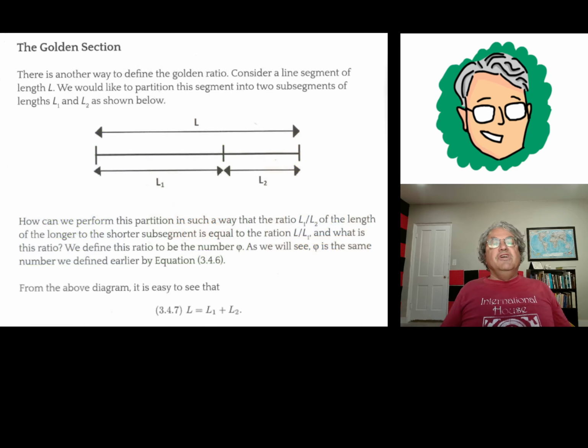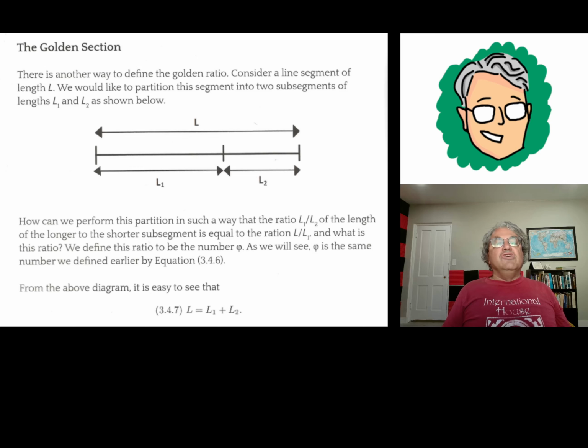So here's the way we define the golden section. Imagine we start with a line segment of arbitrary length. I'm just calling it L. And then what we want to do is divide this line segment into two smaller line segments in such a way that you have a large piece and a small piece, and we want the ratio of the length of the large piece to the length of the small piece to be equal to the ratio of the length of the whole interval we started with over the length of the large piece. So that's how we're defining the golden section. And it's a unique ratio that solves this problem.